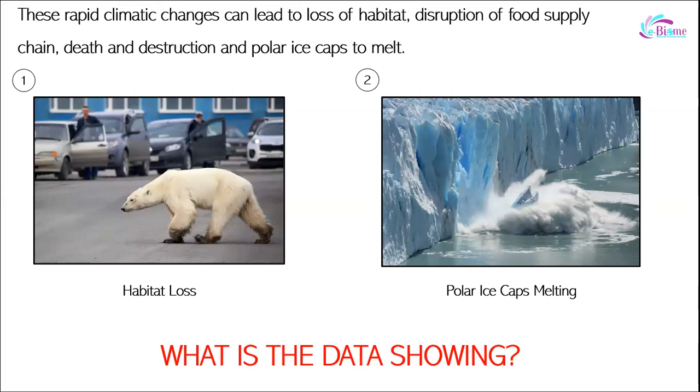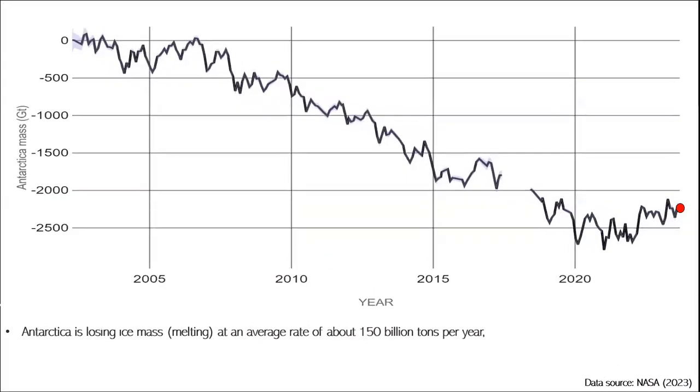So what is the data showing? Because in order to come up with strategic approaches to combat the effects of climate change, we need to have scientific driven data. On the screen, you're seeing a beautiful graph. Now, research based on satellite data from NASA, the National Aeronautics and Space Administration, indicates that between 2002 and 2023, there has been significant loss of ice sheet mass in areas such as Antarctica and Greenland.